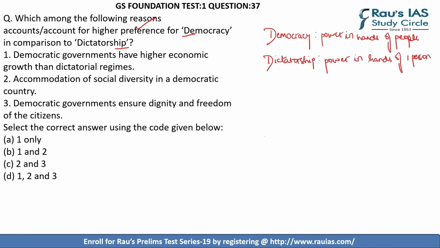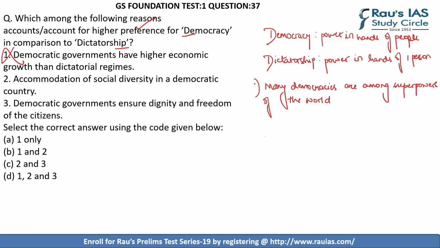The first one says that democratic governments have higher economic growth than dictatorial regimes. This is an incorrect statement because although the economic growth in a democratic country is somewhat slower as compared to a dictatorship, there are many democratic countries which are among the economic superpowers of the world. Thus, statement 1 will be incorrect.